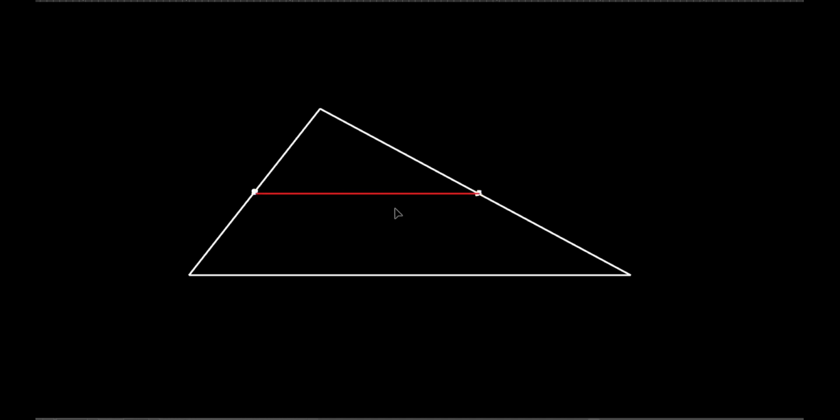If I connected the two midpoints, now I said they're midpoints, so that means that this and this are equal, correct? If this is halfway in between, those two parts are equal, and what else? This little bit right here and this little bit right here are equal to each other. This red line right here has a name.